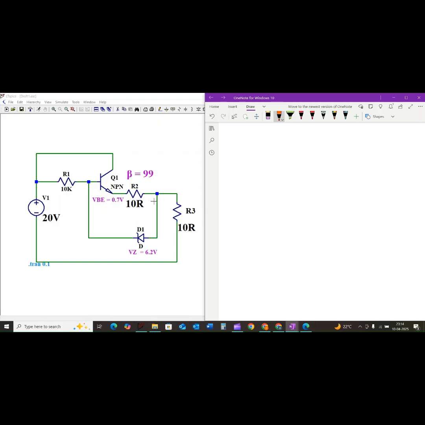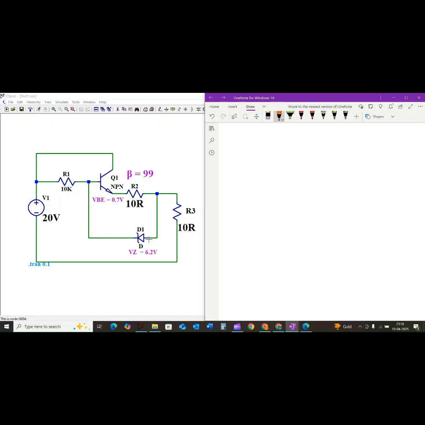Alright, here is our circuit. We have a 20 volt source V1 and a 10 kilo ohm resistor R1 and the NPN transistor Q1 with beta equal to 99 and base to emitter voltage 0.7 volt, and the 10 ohm resistor connected to the emitter terminal of the transistor, and the Zener diode with 6.2 volt is connected parallel to the resistor R2, and finally our resistor R3 is 10 ohm.